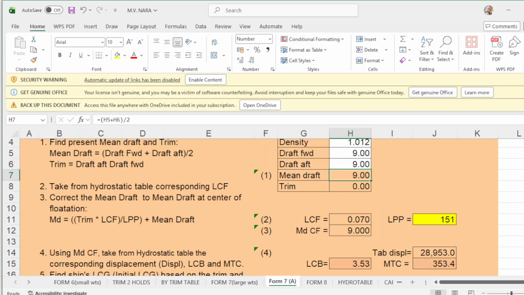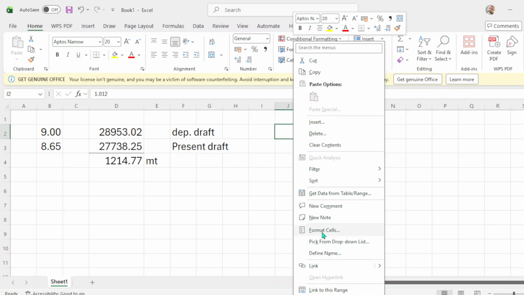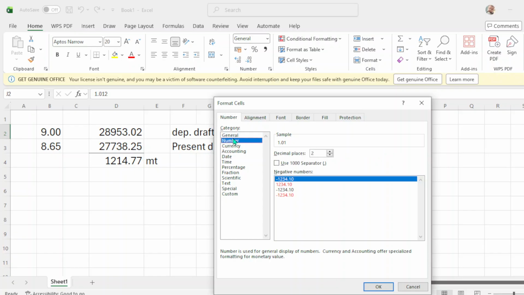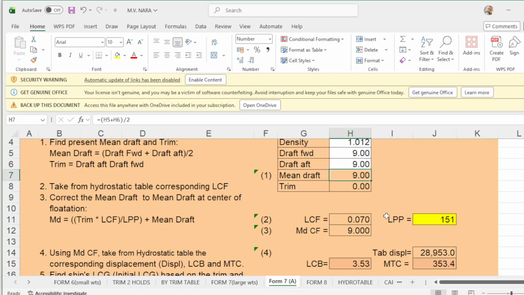28953. See? With the density of 1.012. I'm sorry. Displacement number. Your density of 1.012, the 9 meter displacement should be 28953, which is the same here, 28953.